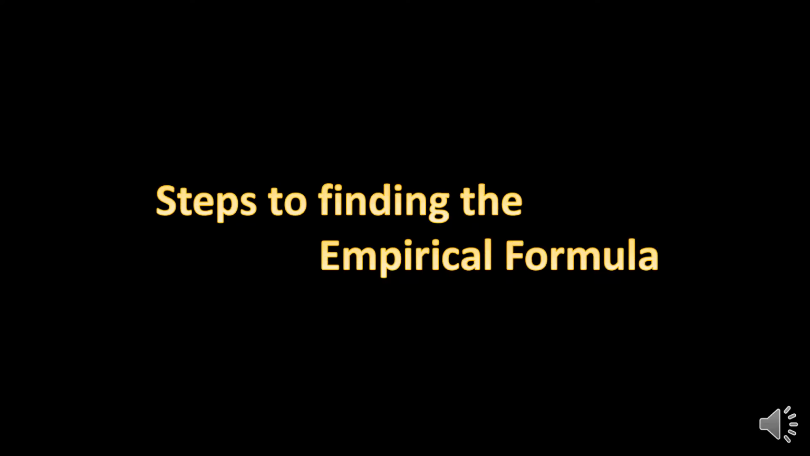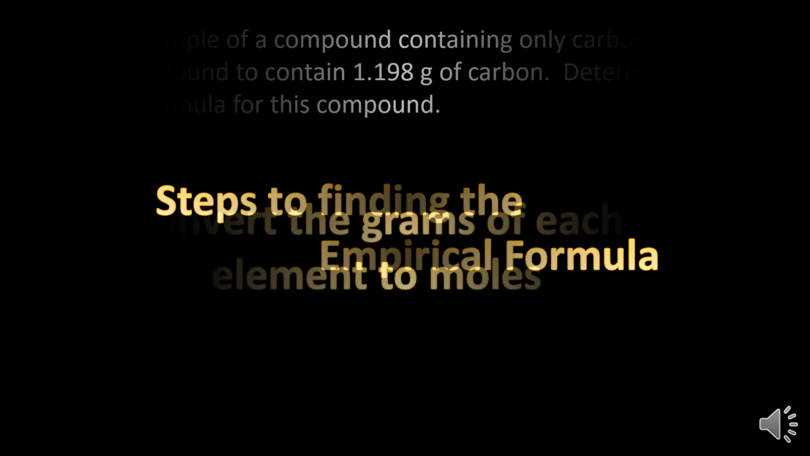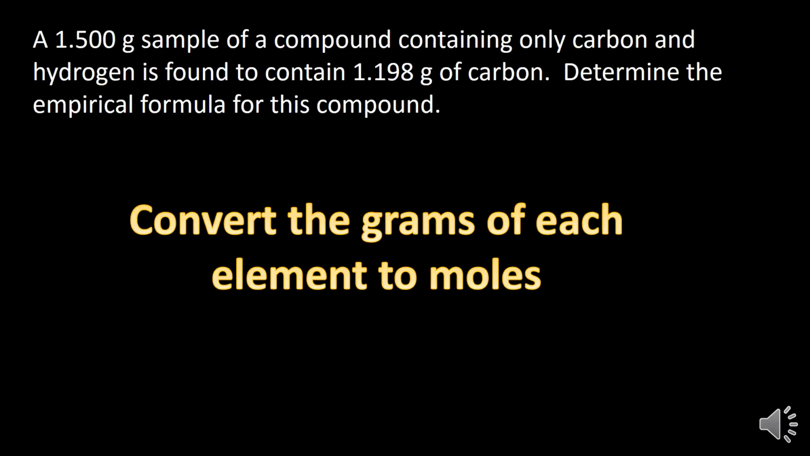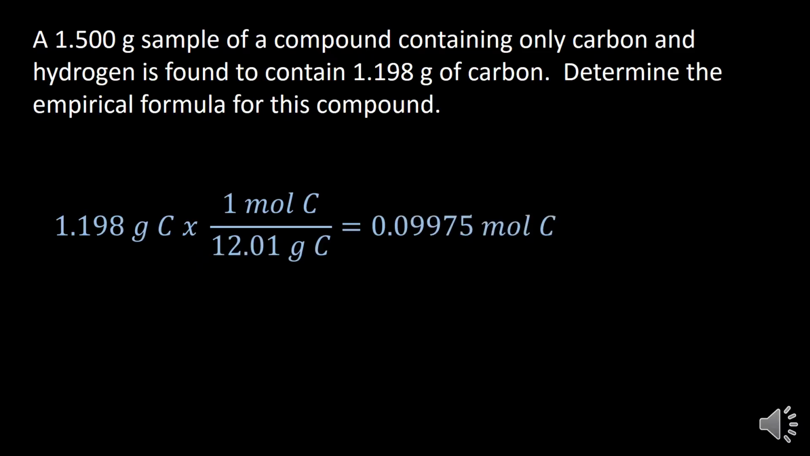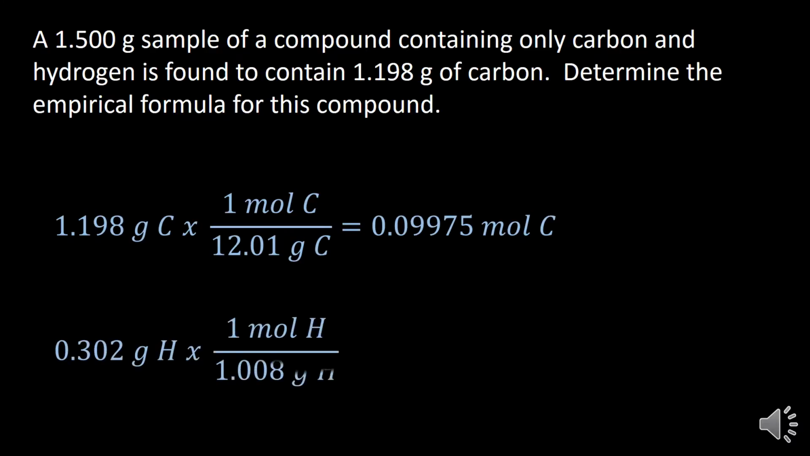So here are our steps to finding the empirical formula. The first thing you need to do for this problem is to convert the grams of each element to moles. So I've converted the grams of carbon given to moles of carbon. And then you do know that you have to subtract to find the grams of hydrogen.